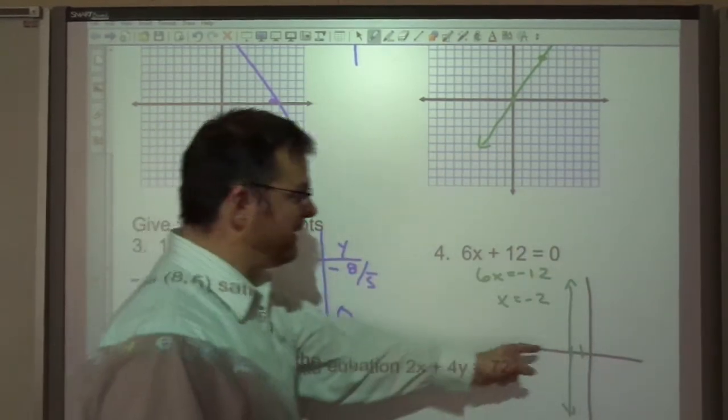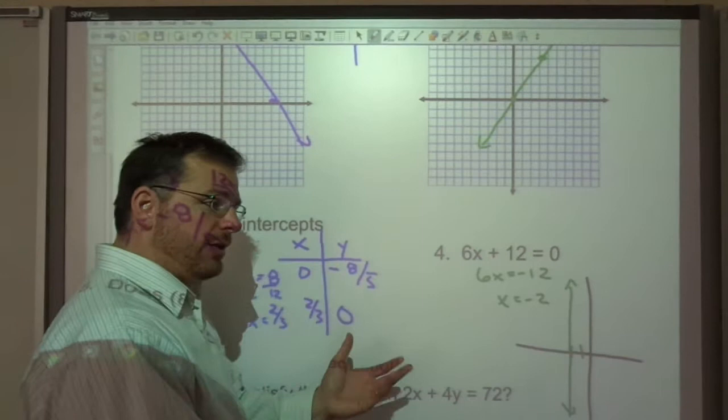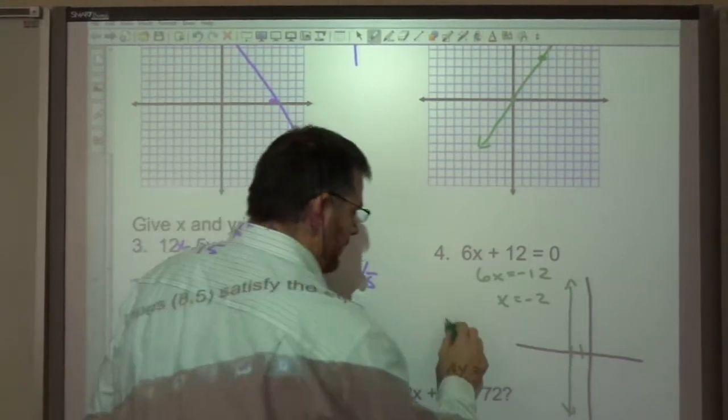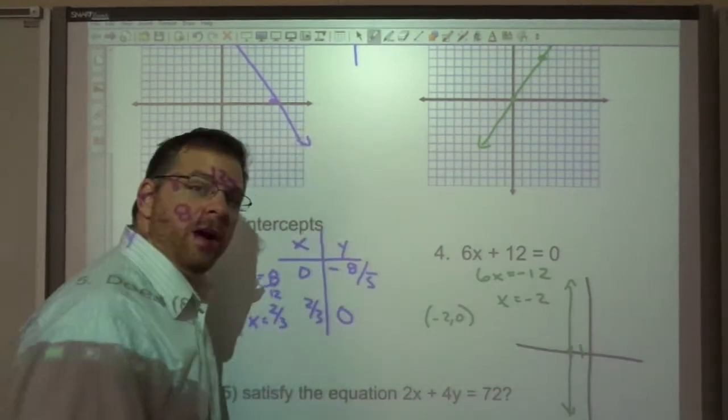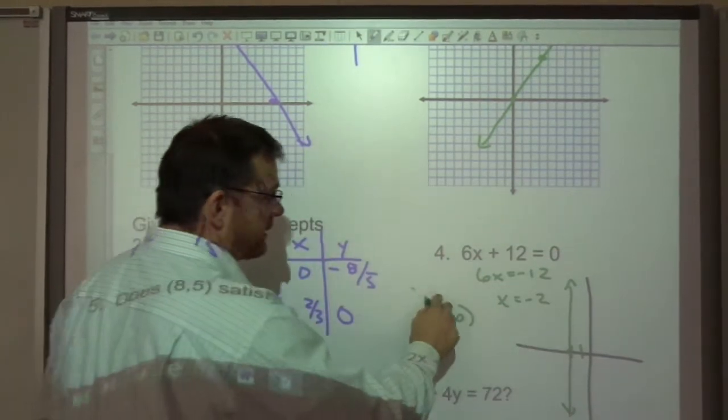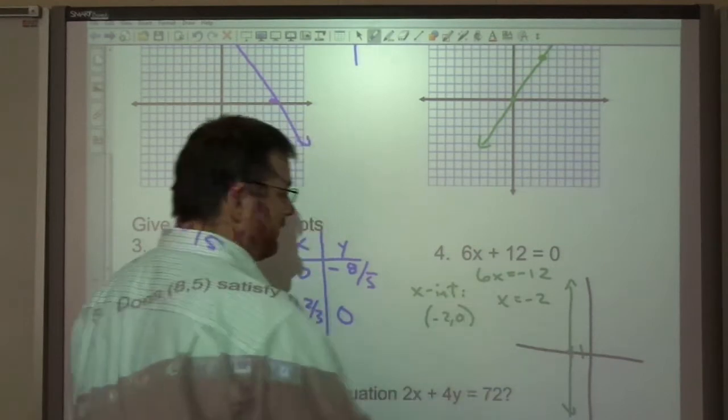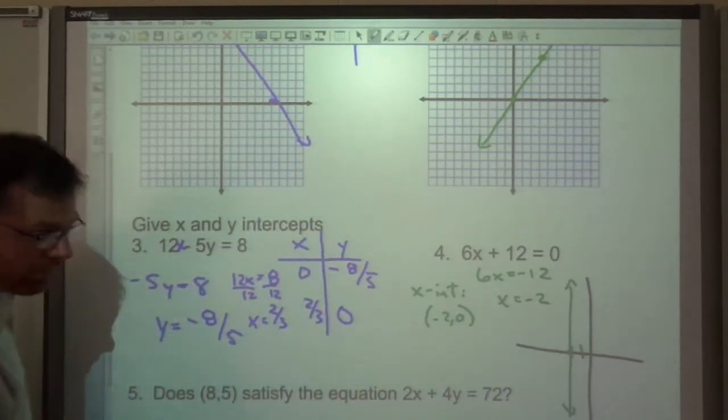So the x-intercept is negative 2, and the y-intercept, there is none. The x-intercept is negative 2, 0. That's this point right here. And there is no y-intercept. So you could say this is the x-intercept, and the y-intercept does not exist because it will never cross the y-axis.